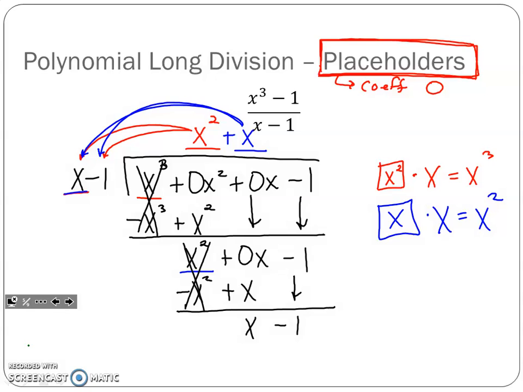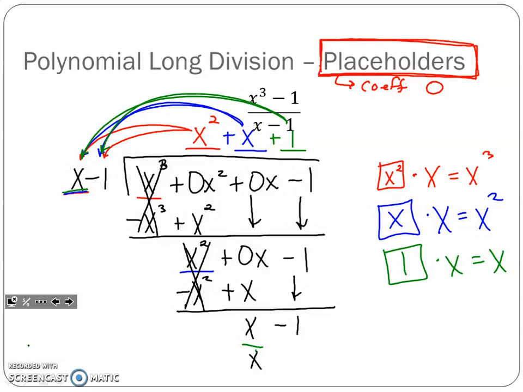Again, repeat our steps. What times x gives me x? What times itself gives you itself? It's just going to be a 1 in there. So I've got a positive 1. 1 times x gives me an x. 1 times negative 1 gives me a negative 1.